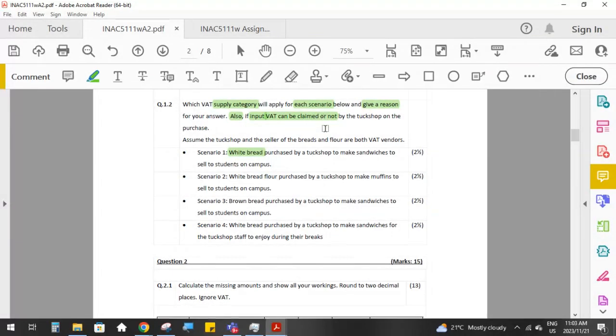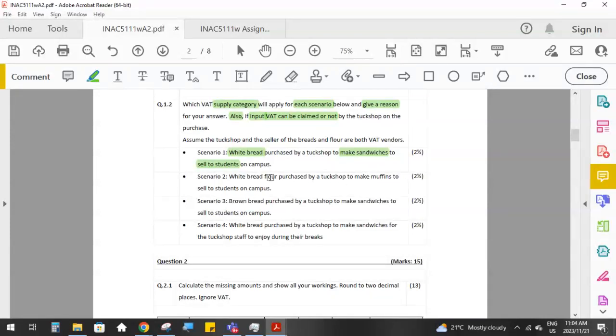We have to look at the circumstances of what the shop is going to use that white bread for before we can make that decision. They're going to use this white bread to make sandwiches, which they are going to sell to students on campus. Because they are going to use that white bread in making a value-added product, a sandwich that they then sell as part of their business operations, that white bread is a valid business purchase, which means they are allowed to claim that input VAT.